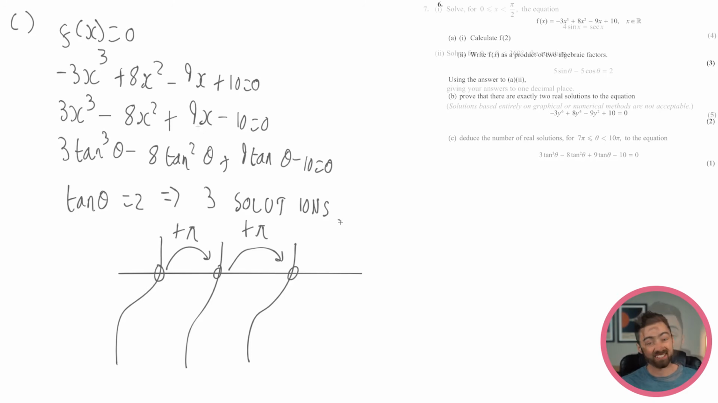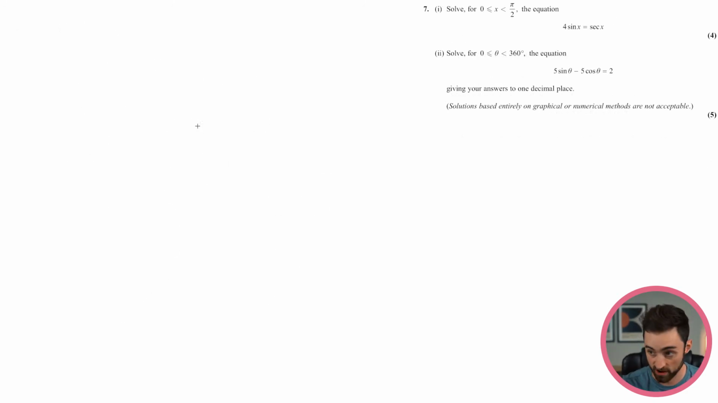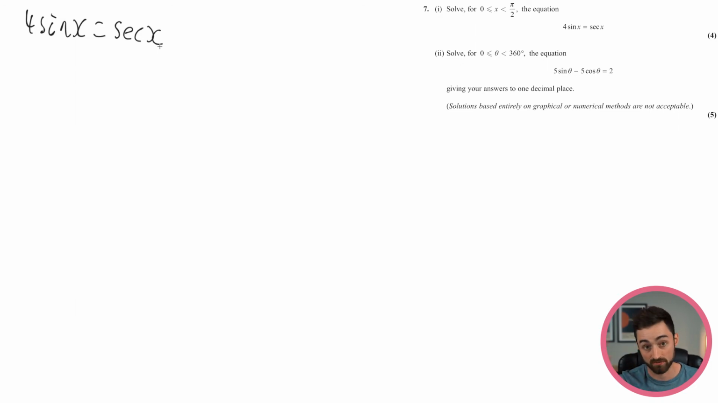And that's question 6. Question 7 looks like we've got some trig. So solve for x between 0 and pi by 2 the equation 4 sine x equals sec x. Okay, so with these reciprocal functions, sec, cosec, cot, think of the third letter, and that's going to tell you which one it refers to. The third letter of sec is c, so that's going to be cos. So in other words, this is going to be 1 over cos x.